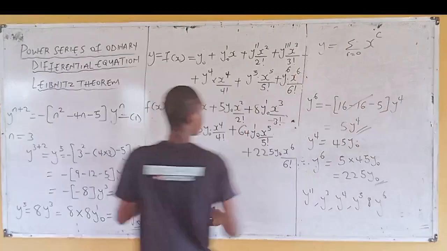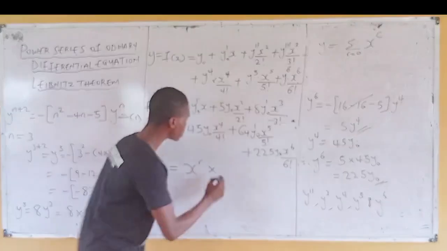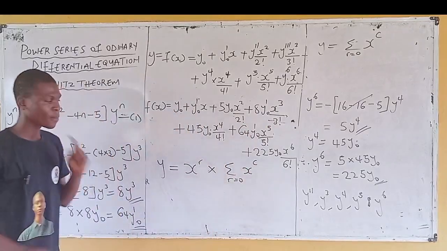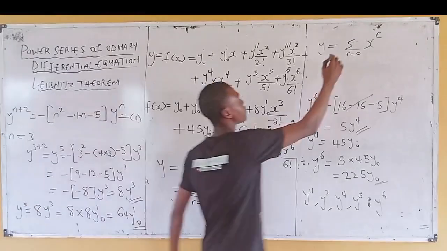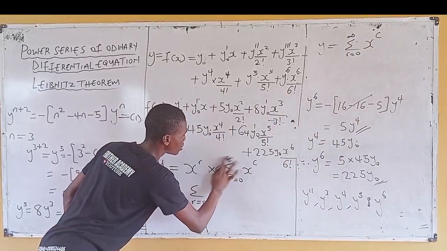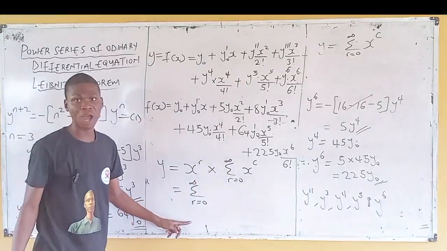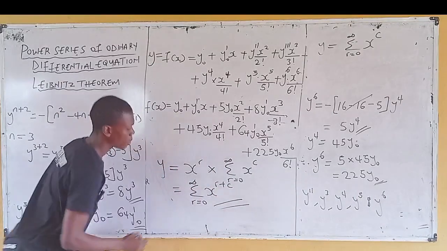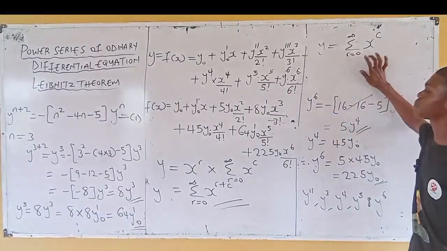But Frobenius is telling us that y is equal to x raised to the power of r multiplying by the power series solution, meaning summation from r equals 0 of x raised to the power of c. By directly performing this, we then have summation from r equals 0 to infinity multiplying x raised to the power of r plus c, meaning that y is equal to this. So this is Frobenius equation, while this is power series solution.